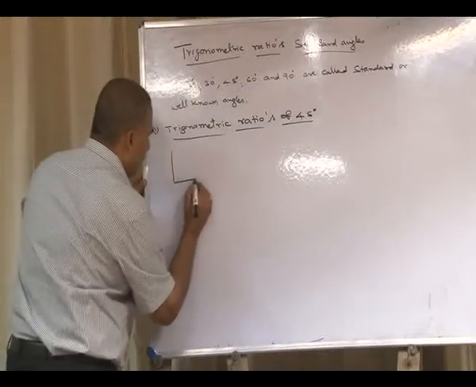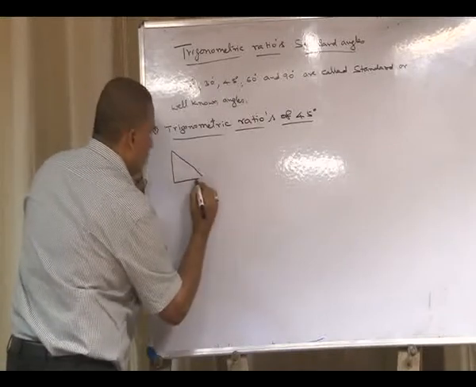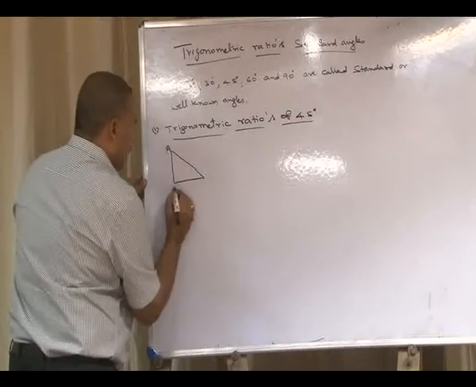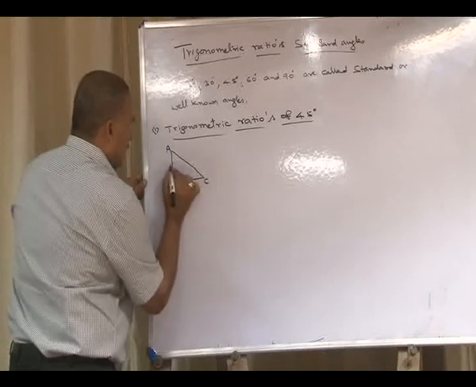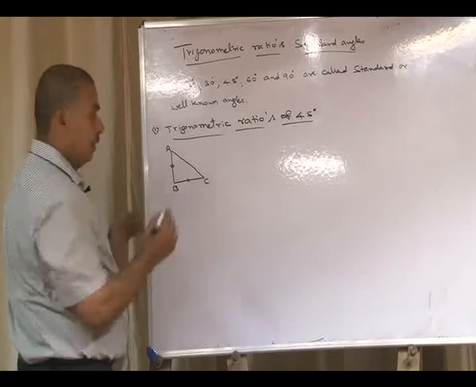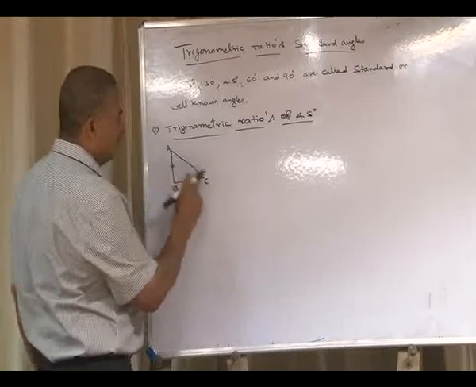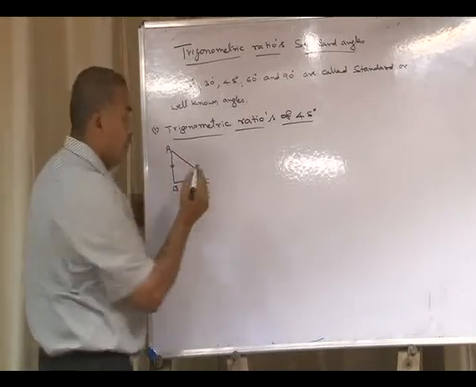Consider a right angle isosceles triangle. Right angle isosceles triangle means in the triangle, other than the hypotenuse, the remaining two sides are equal. Here the triangle ABC is the right angle isosceles triangle.